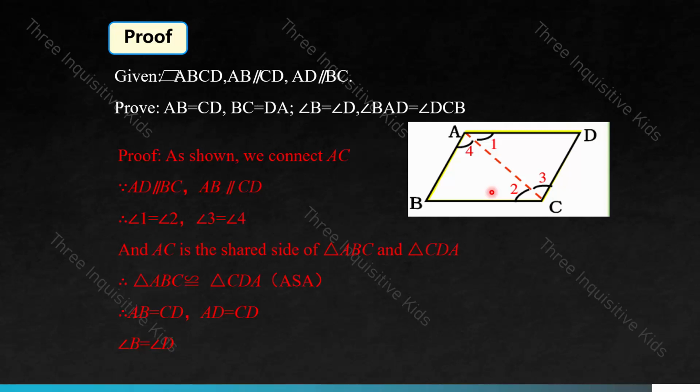Therefore, we also know that AB is equal to CD and AD is equal to BC. So we can prove that angle B is equal to angle D. And because angle 1 is equal to angle 2 and angle 3 is equal to angle 4, we know that angle 1 plus angle 4 is equal to angle 2 plus angle 3. So angles BAD and DCB are the same.